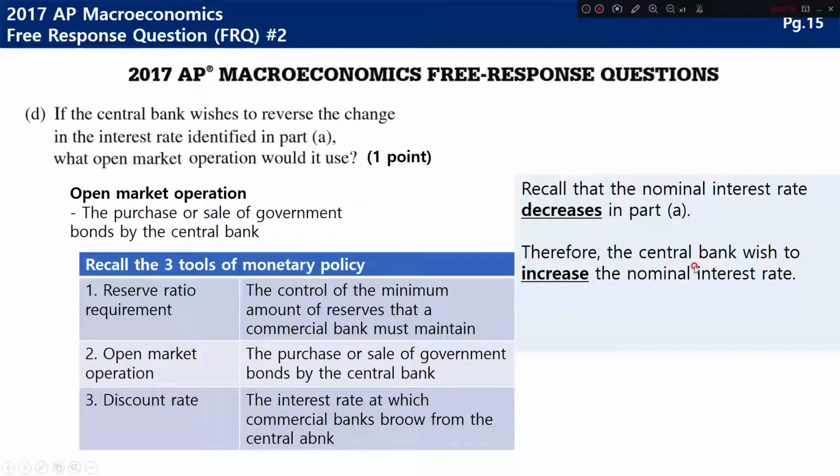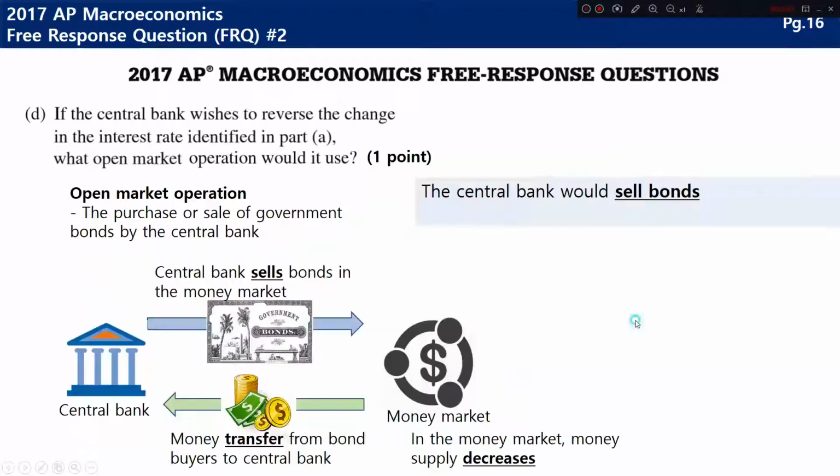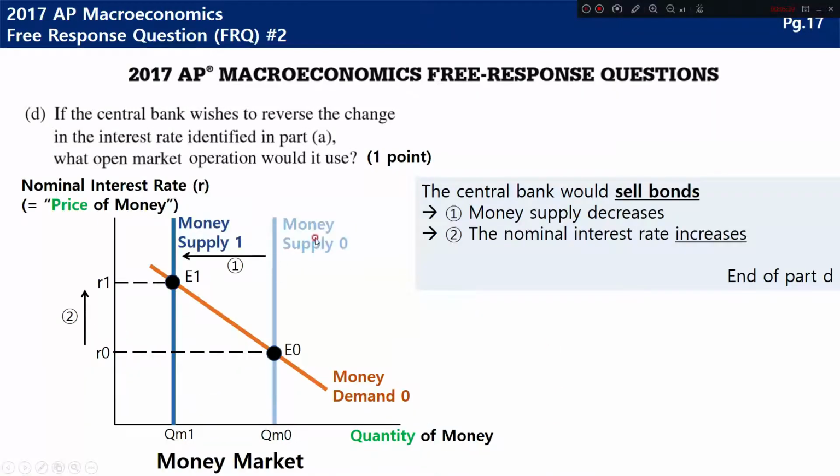So central bank wishes to increase the nominal interest rate. The central bank would sell bonds. So by selling bonds, the money would transfer from bond buyers to the central bank, and as a result, in the money market, money supply will decrease. With decreased money supply, the nominal interest rate will go up, and that is the end of part D.